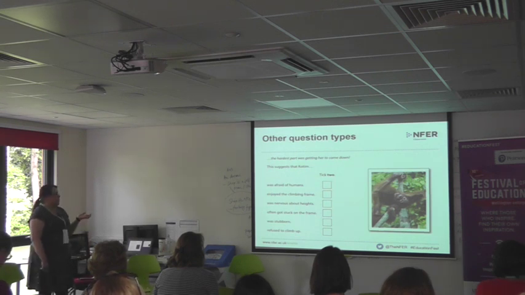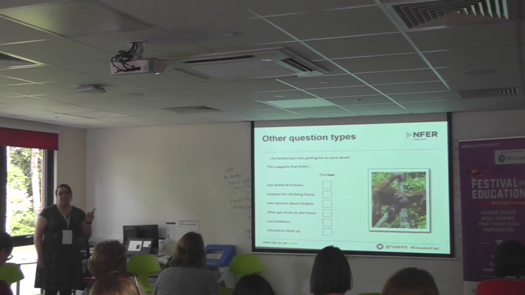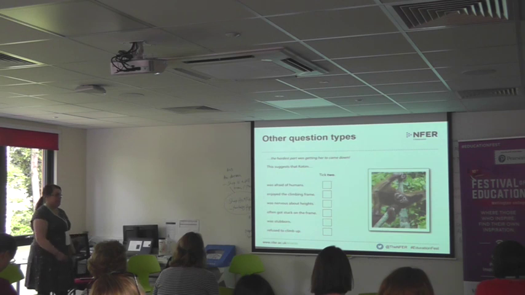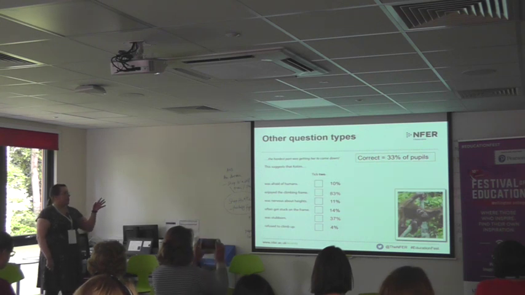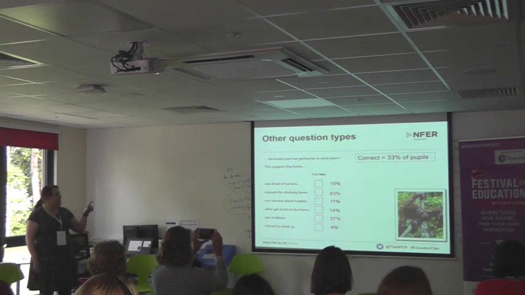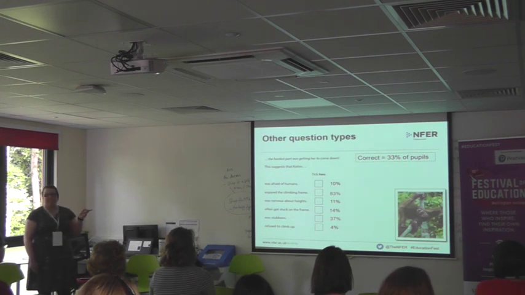So in this question, pupils have to identify what this quote tells you about Coulton, the baby orangutan, who's the subject of part of the text. We found that overall, 33% of pupils were able to identify the two correct answers here: enjoyed the climbing frame and was stubborn, and get the mark. The most common incorrect answer was often got stuck on the frame.